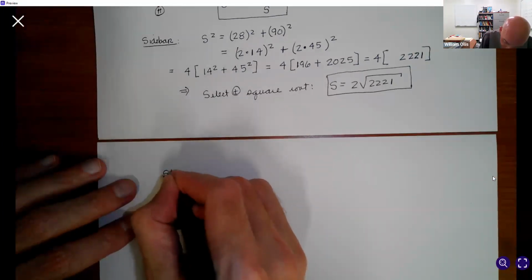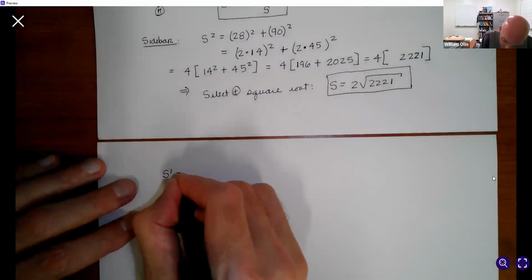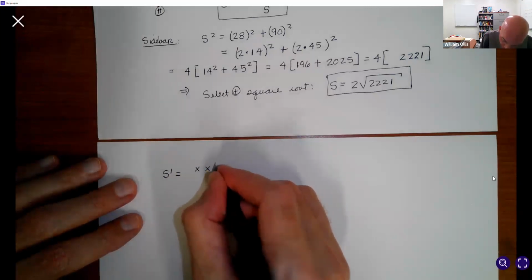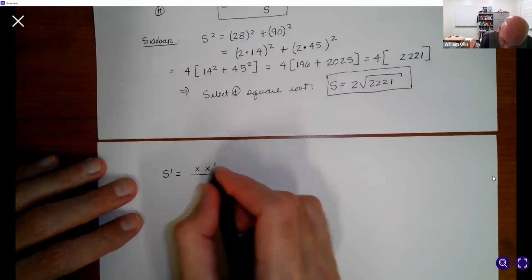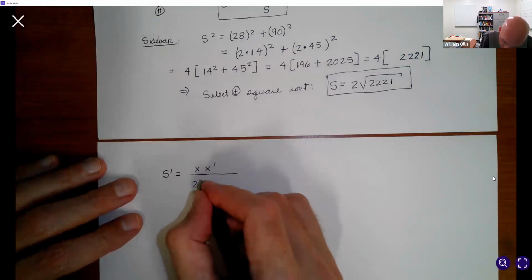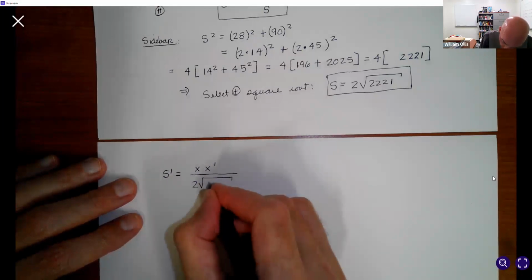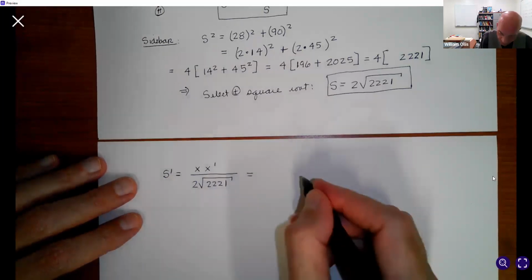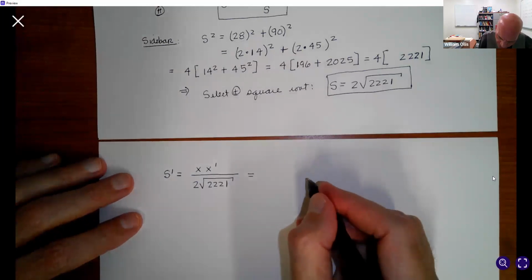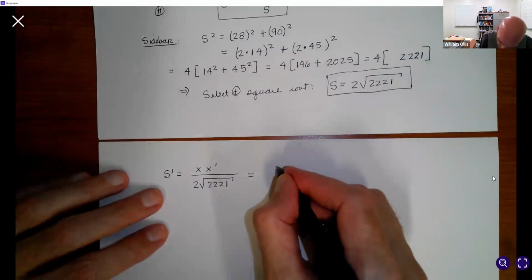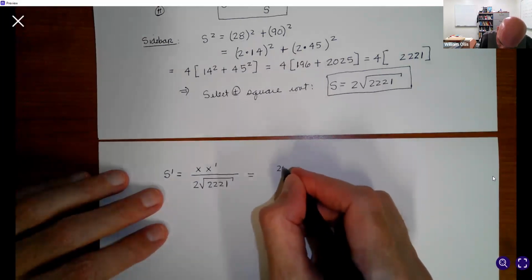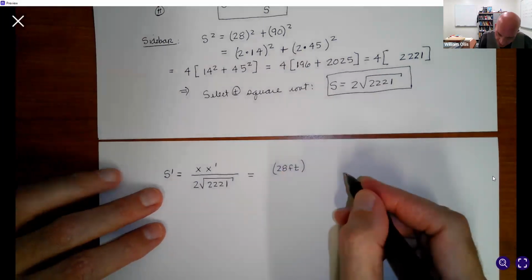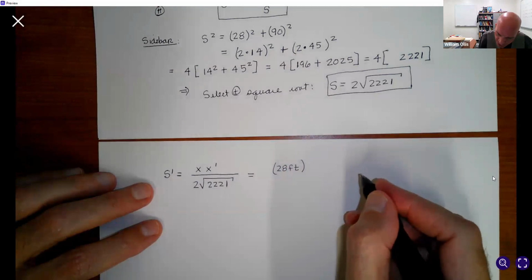S prime, and we're doing this at the snapshot, is just x times x prime divided by 2 times the square root of 2,221. So we just want to fill all this stuff in. So x in this case is 28. So we have 28 feet. And then x prime in this particular case.